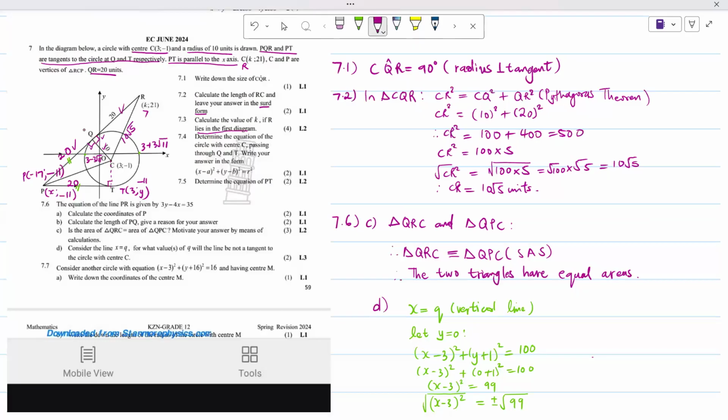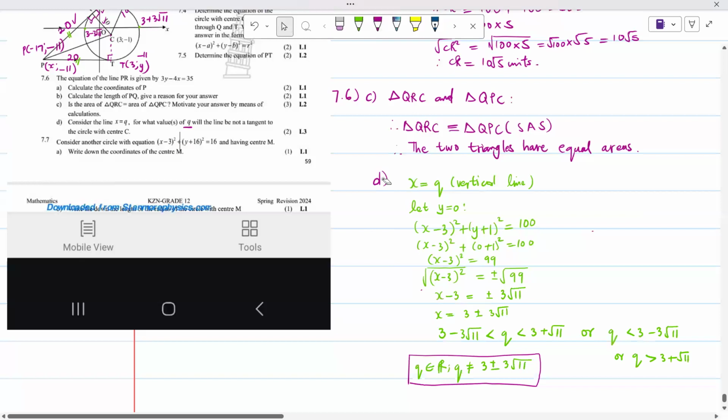And then let's continue and do the last question. By the way, this is a question request by a mathematician with the name Mnube. It's a question request, so I'm just quickly helping him. Right, and then 7.7a. Let me just do the last one.